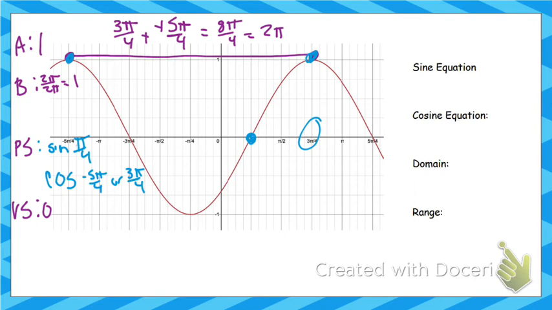And then we write our equation. Amplitude is just 1, so I don't have to write it. B value is 1, so I don't have to write it. x minus pi over 4, and there's no vertical shift.